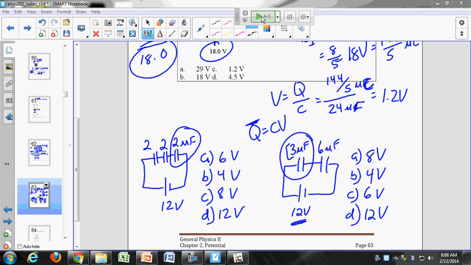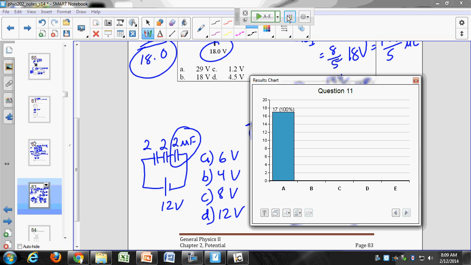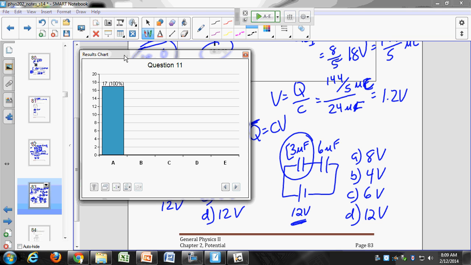Let's try it again, okay? So first, is the 3 microfarad capacitor going to have a larger or a smaller voltage than the 6 microfarad? It's going to have a larger voltage because it has a smaller capacitance. So since they have constant charge, it has a larger voltage. Okay. Let's stop at 33. Oh yeah, A is right.